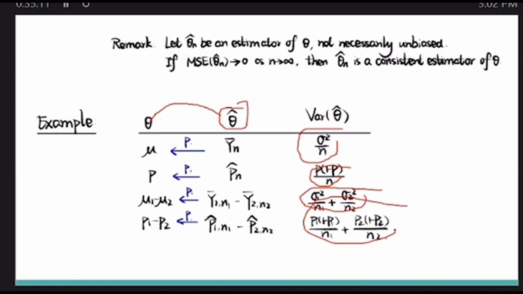When the variance converges to 0, the implication of that is that the estimator converges to the true value.